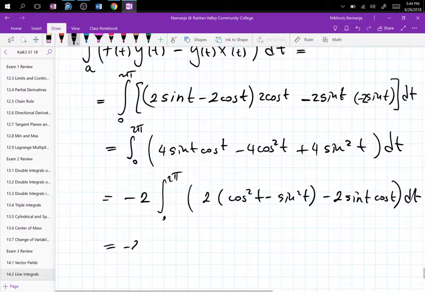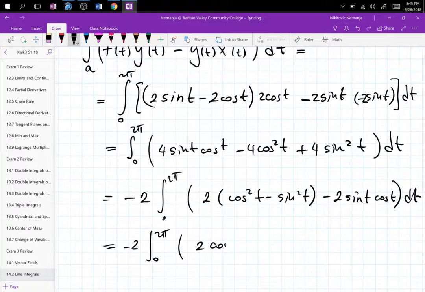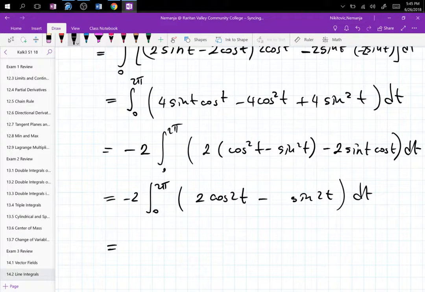So now with the negative 2, integral 0 to 2 pi, we simplify this cosine minus sine, that's cosine 2t minus 2 sine 2t. No, it's just minus sine 2t. There we go. And then dt. Because the 2 is part of the formula. Sine 2t is 2 sine cosine. So that 2 is absorbed by the formula. I'm happy that I caught that.